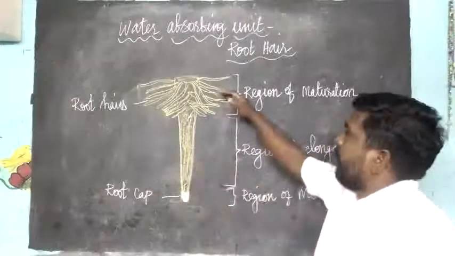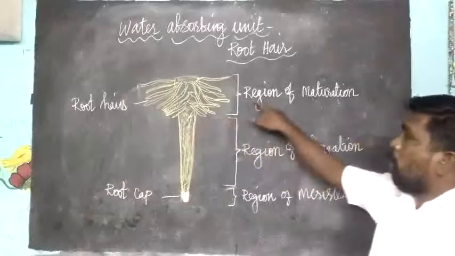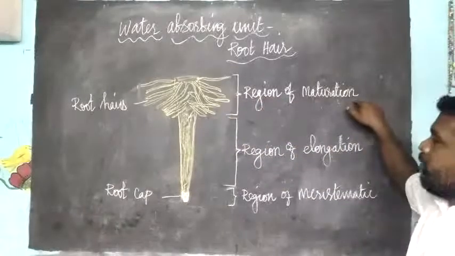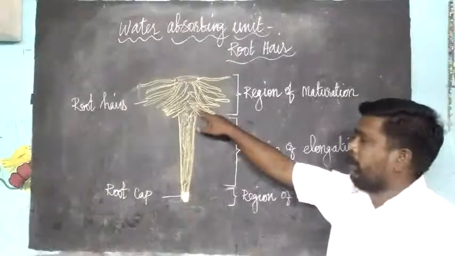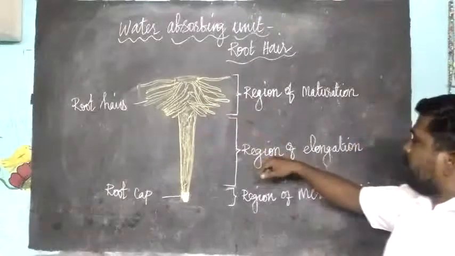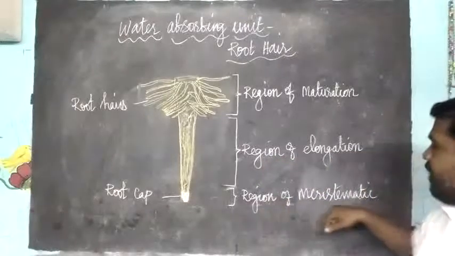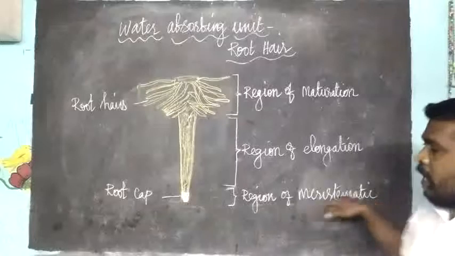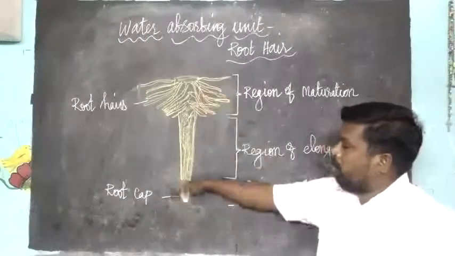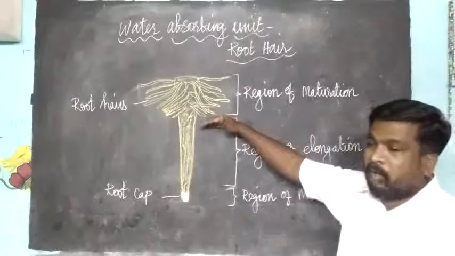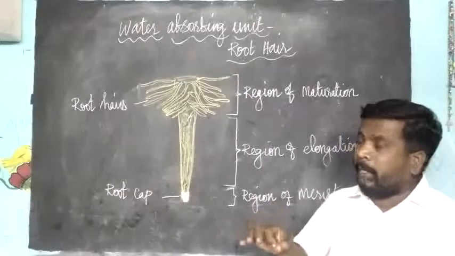There are three important zones present in the mature root. One is the region of maturation, where millions of root hairs are present. Below that is the region of elongation, and deeper we can see the region of meristem. At the tip, the root cap is present. So these are the three regions of the root, but the root hair region is the absorbing unit.